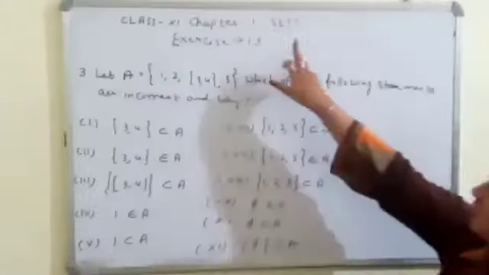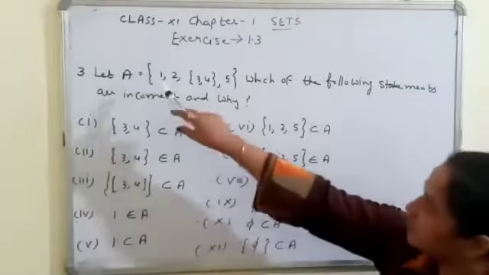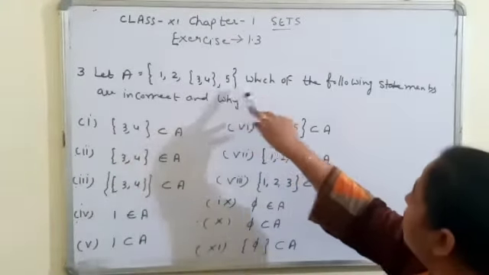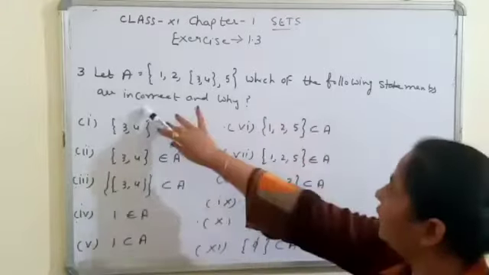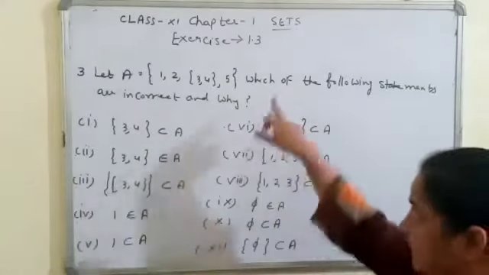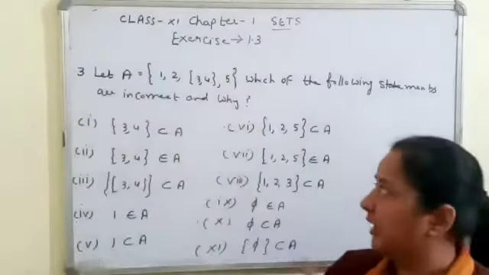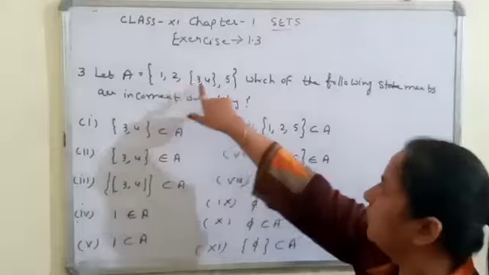Question third of exercise 1.3. Let A be the set having the elements 1, 2, 3, {4, 5}. Which of the following statements are incorrect and why? Let's discuss the set A first here. Set A is having 4 elements. These are 1, 2, 3 and {4, 5}.